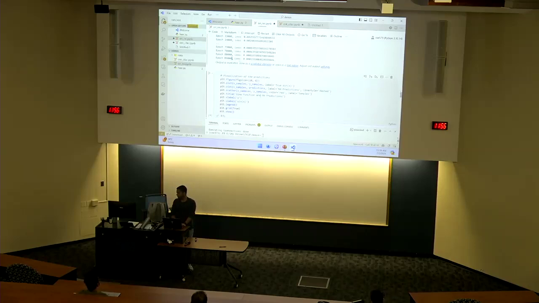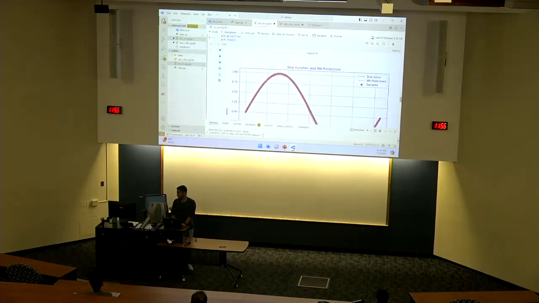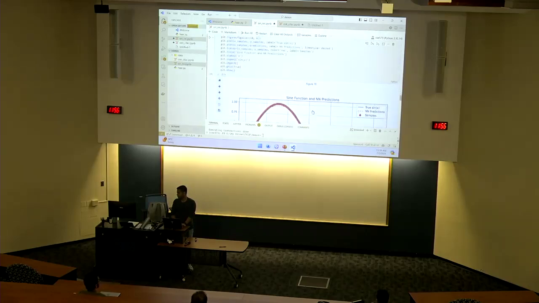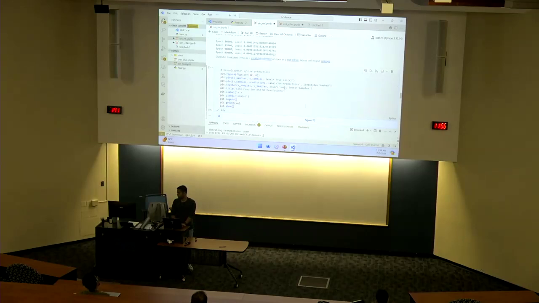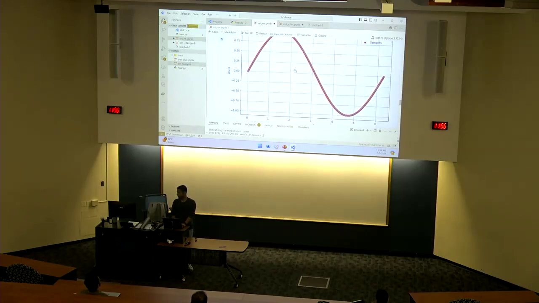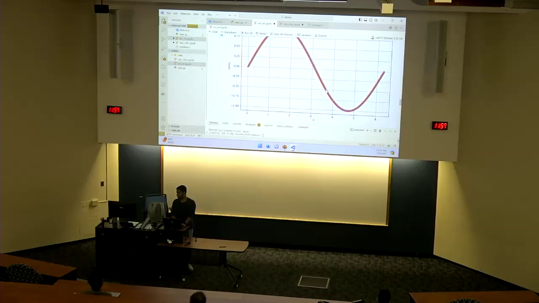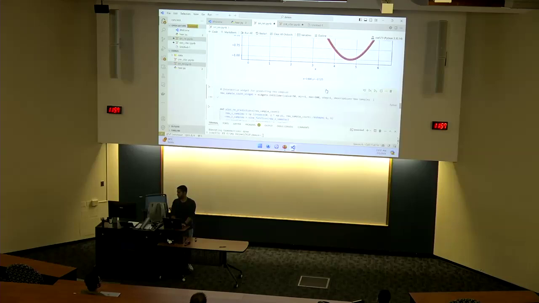And once that's done, in theory, this should be a closer approximation. Okay, so that part's done. And the curve that we get, which is the orange dotted line, is a lot closer to what the actual sine function would look like.